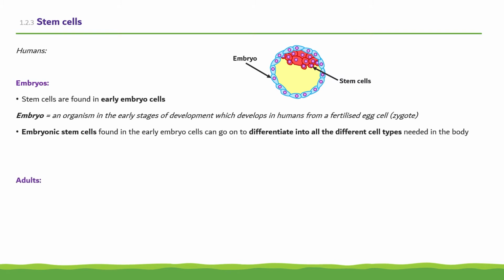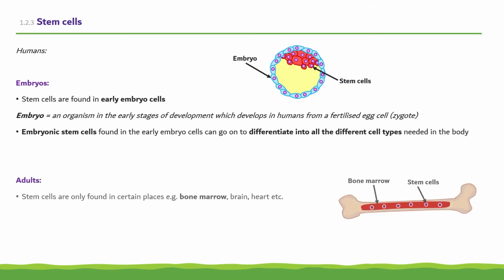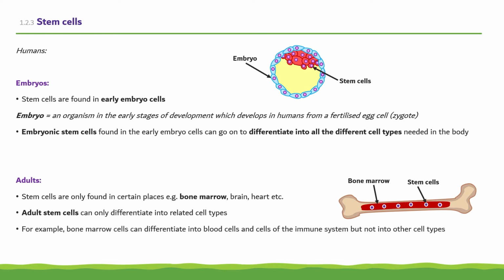In adults, stem cells are only found in certain places, like the bone marrow, brain, and heart. Unlike embryonic stem cells, adult stem cells can only differentiate into related cell types. For example, bone marrow cells can differentiate into blood cells and cells of the immune system, but not into other cell types.